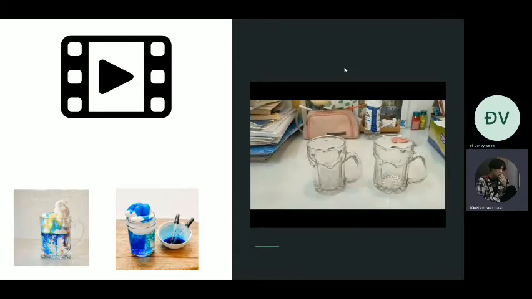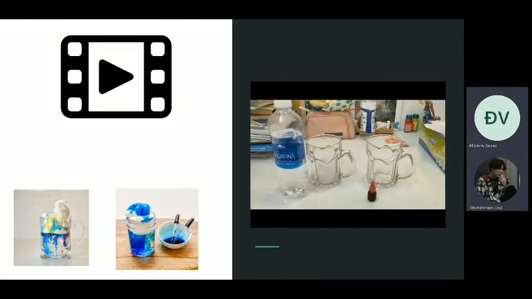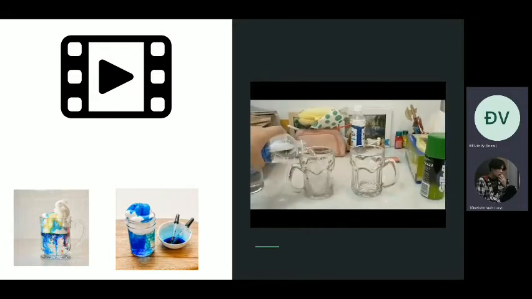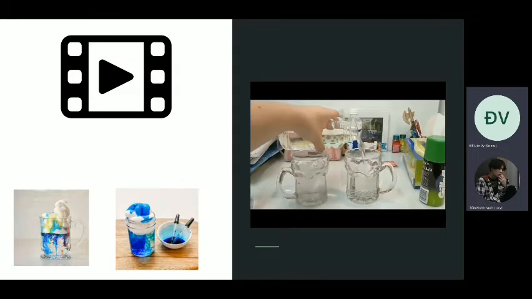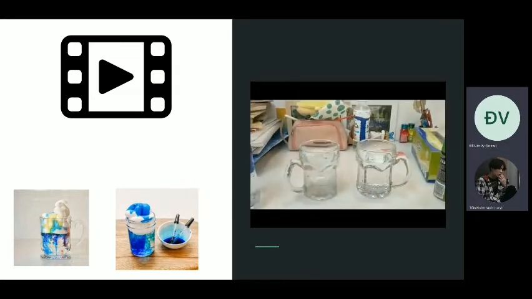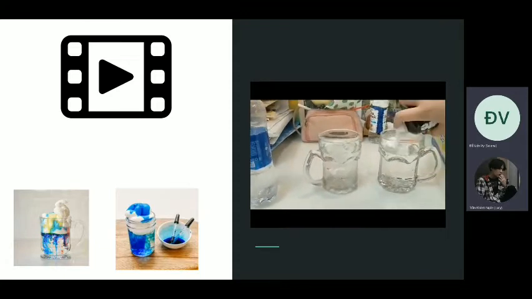So the first step is to prepare the necessary materials. After having all of the equipment we need, we will immediately start the experiment. So this is when we pour the water into both cups, and one of the cups has ice in it.